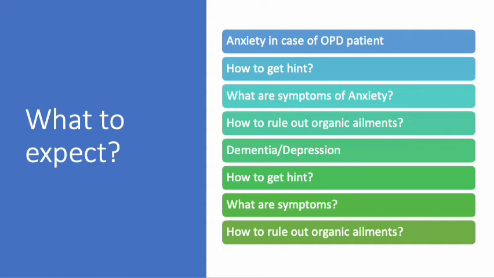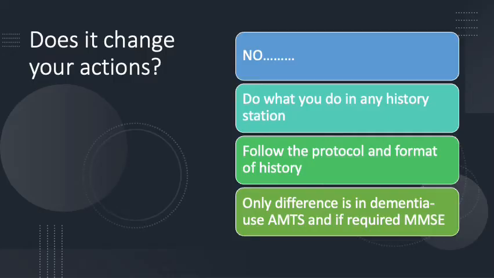Okay, so basically again you have to rule out any organic element, and that should be in your differential diagnosis. So does it change your actions? No, a big no. As I explained, you have to do what you do in any history station, follow the protocol and the format of the history taking. Only difference here is that in cases of dementia and delirium, you have to go for the AMTS, and if required, if the AMTS score is less than 6, then you have to do MMSE.